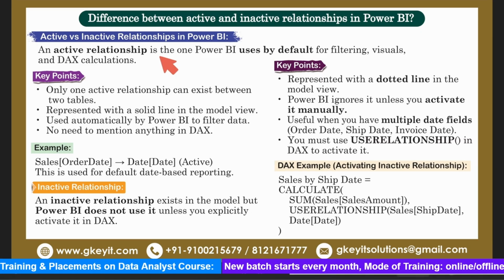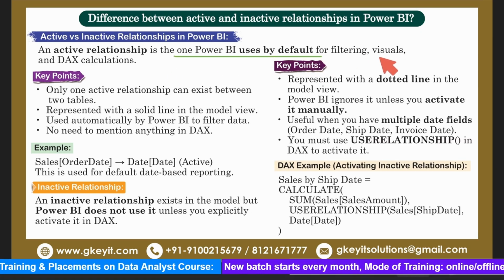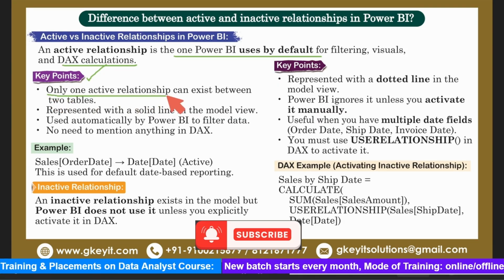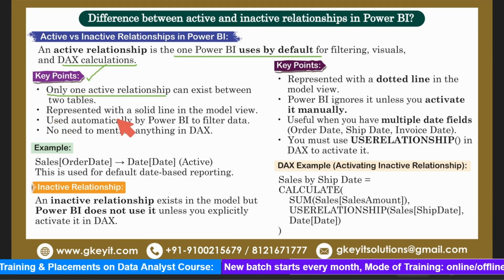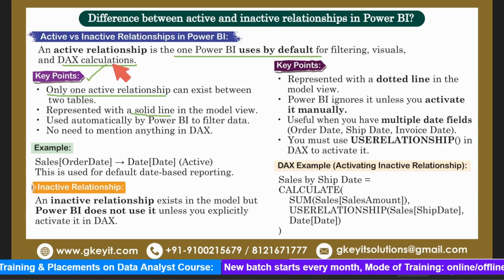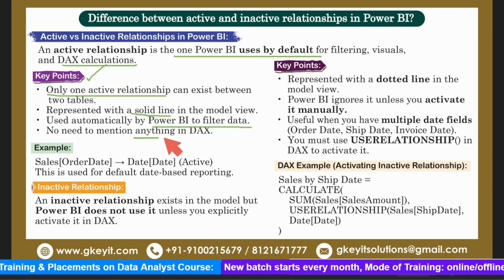An active relationship is the one Power BI uses by default for filtering visuals and DAX calculations. Coming to the key points here, only one active relationship can exist between two tables. It is represented with a solid line in the model view. It is used automatically by Power BI to filter data. No need to mention anything in the DAX while calculating.